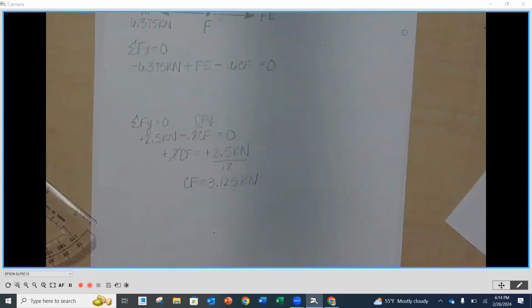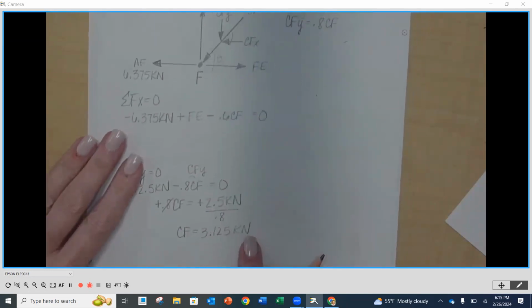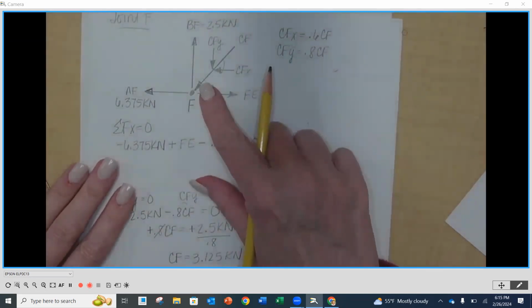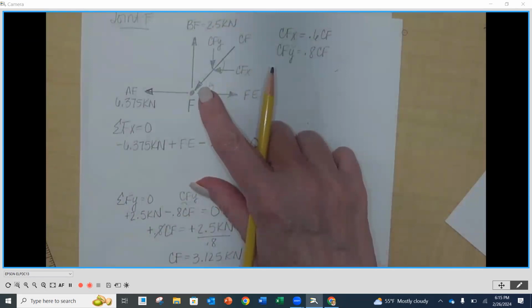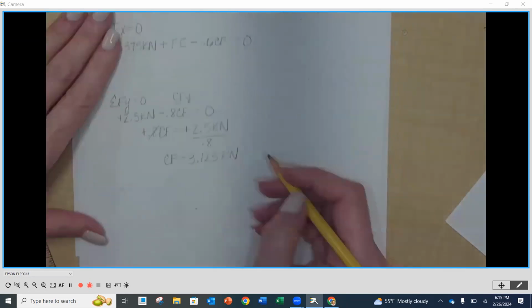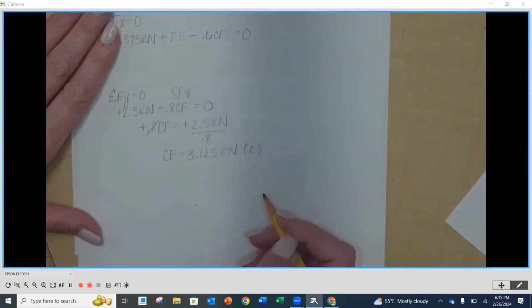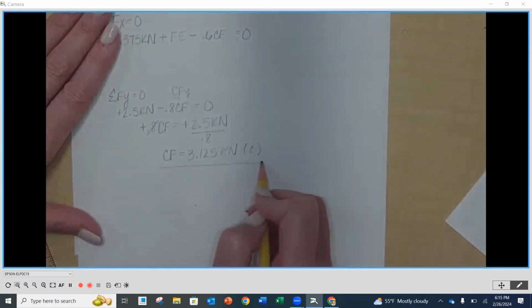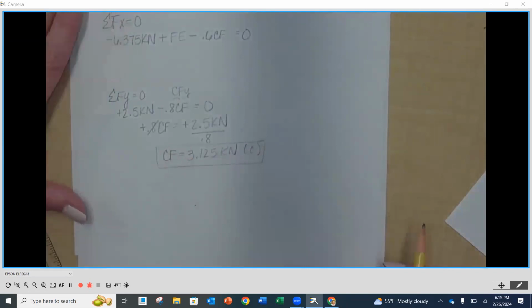Before I call this or put a box around it, I need to determine, is it tension or compression? So I look back up here, I ended up with a positive value. So the direction I assumed up here is correct. It's pointing towards the joint. So this is in compression. Box around the final answer.